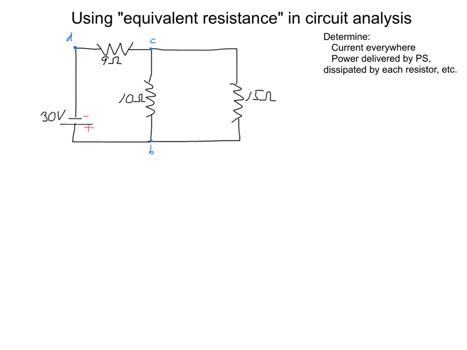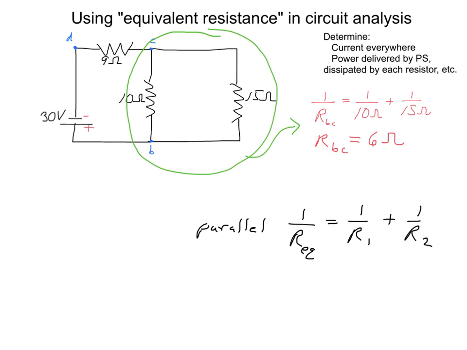So what we need to do is find the equivalent resistance of this entire network from here to here. Replace all of this with a single equivalent resistance, and then we could figure out the current entering and leaving that equivalent resistance, and then get some traction on this problem. So let's get started. First, we need to find the equivalent resistance of this portion of the circuit, this parallel connection from B to C.